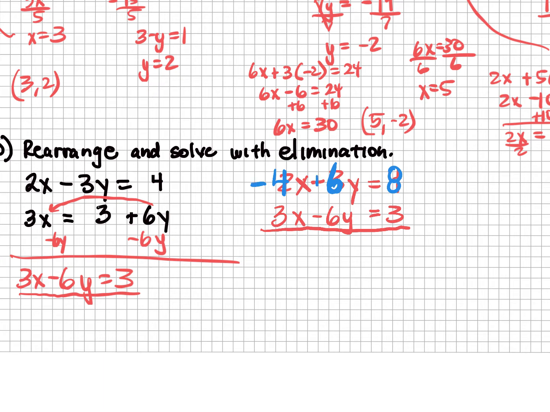Negative, positive, negative. So the 6y's and this negative 6y's fight against each other. Okay, so I've got that's gone, and I get negative 4x, positive 3x is negative x equals negative 8 and positive 3 is negative 5.